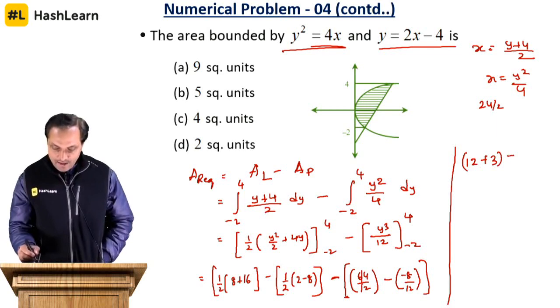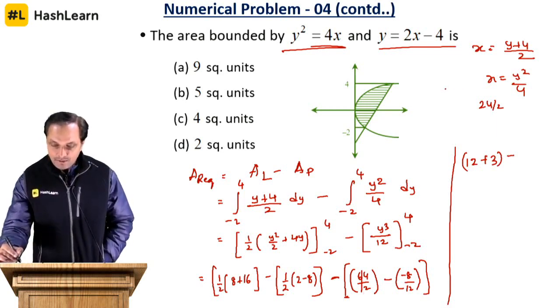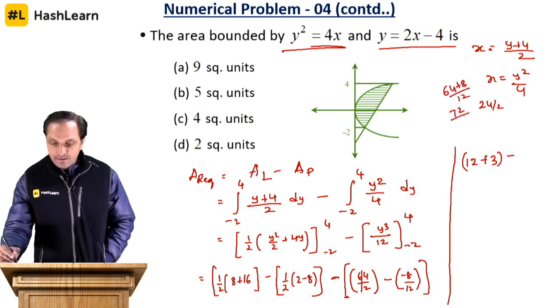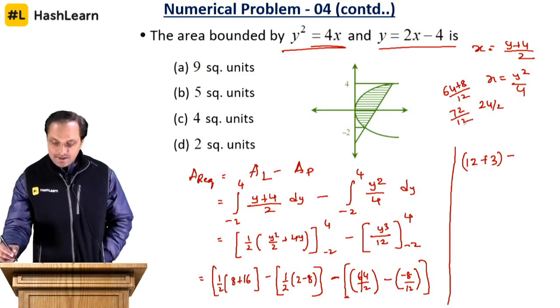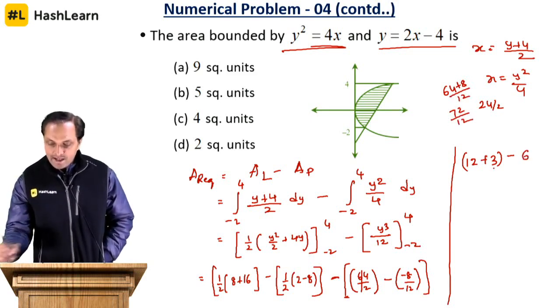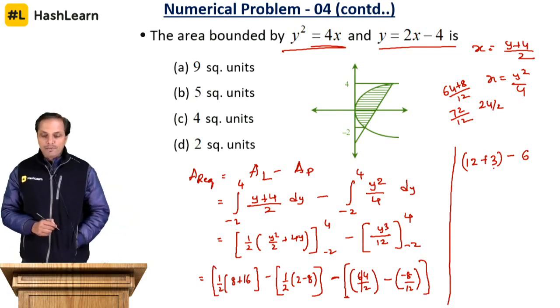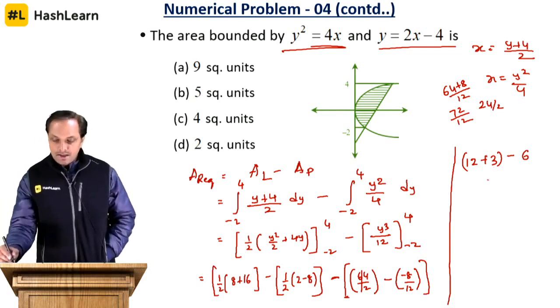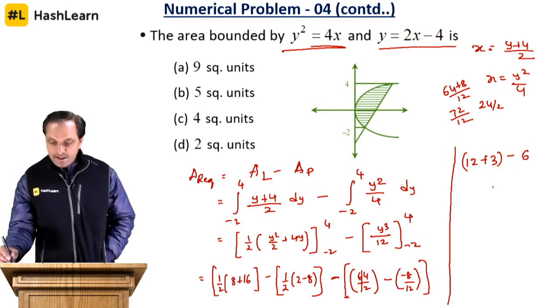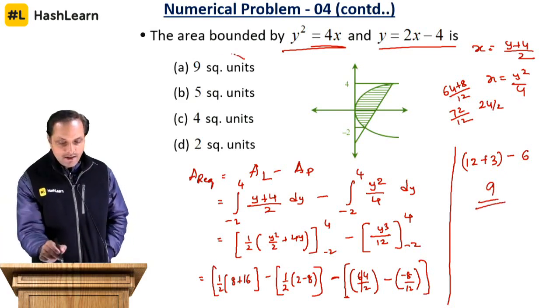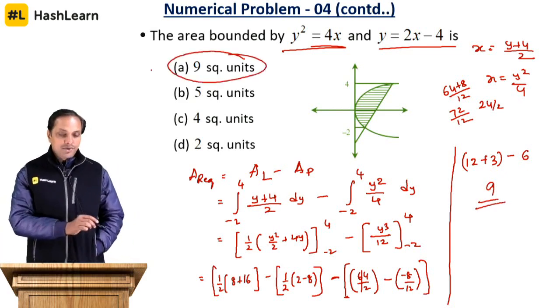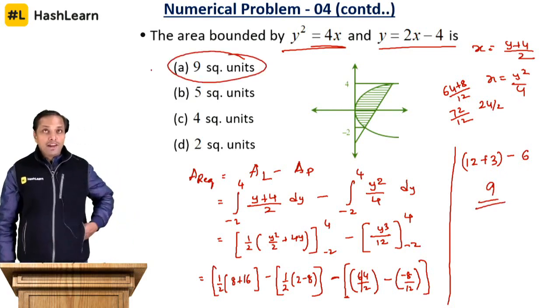You will have this plus this. What is that? You will have 64 by 12 minus minus, plus 8 by 12. So 64 plus 8 divided by 12 gives 72 divided by 12. 12 6s are 72, so that gives 6. Finally this gives 9 square units as the answer. So here you have the option 9 square units, which is option A.